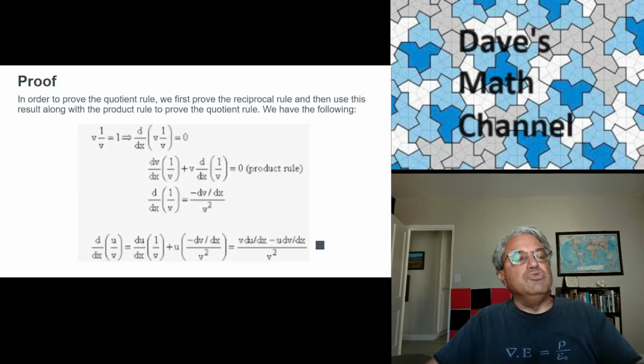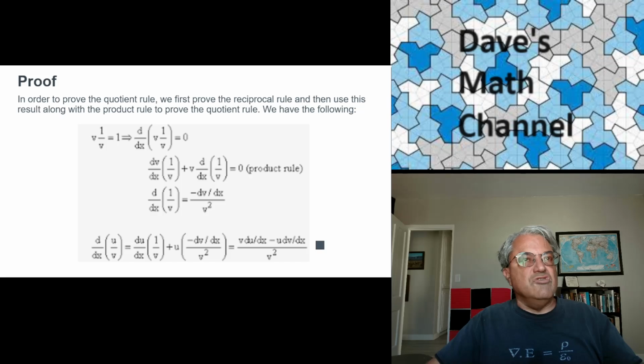So here's the proof. Like I said, there's two parts to this proof. The first part of the proof, we're just going to derive the reciprocal. And that's the first thing I do here. The way we do that, we start with this product v times 1 over v. And that's just equal to 1, trivially. I mean, that's pretty obvious to see. If you multiply any quantity by its reciprocal, you always get 1 by definition. So if you take the derivative, and you guys should know this.